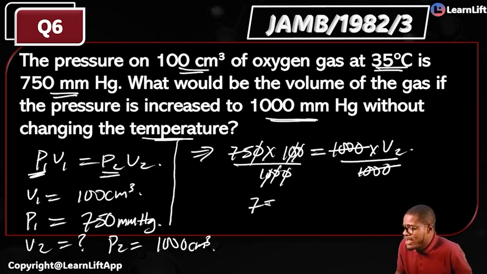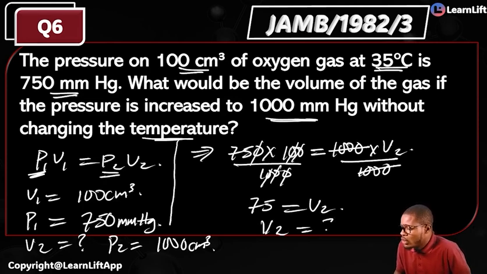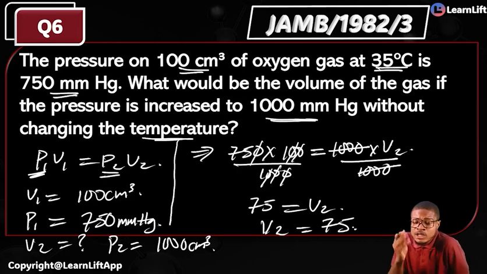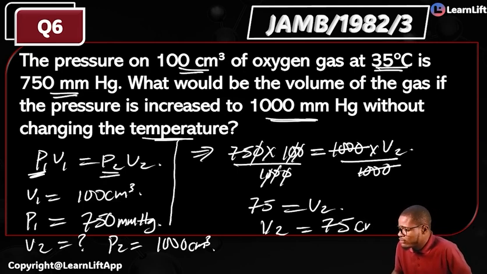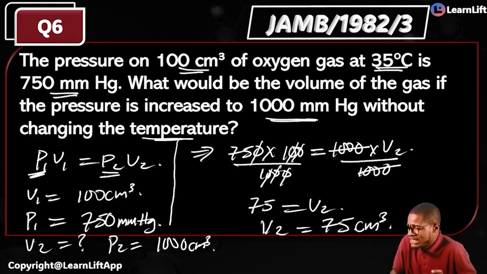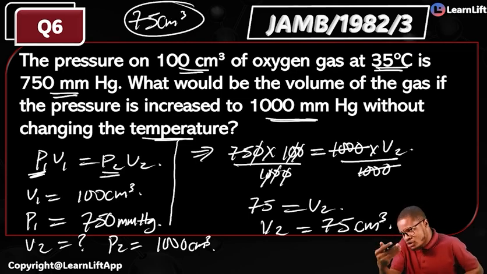What am I going to have? I'm going to have 75 times 1. That's 75, divided by 1 is 75, which is equal to V2. So what's our V2? V2 is equal to 75. What's the unit of volume there? Cm cube. 75 cm cube is the answer. So let's keep it one side, and then let's check the options and see what is the answer.